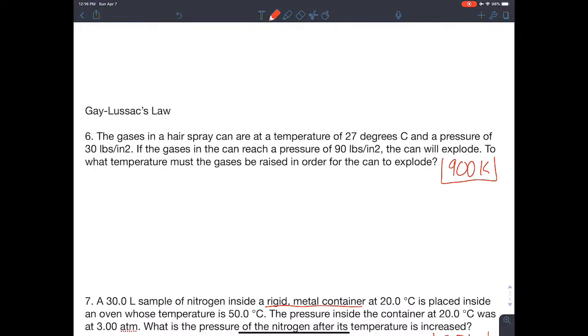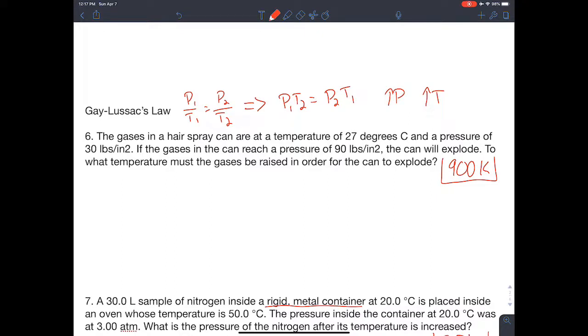Gay-Lussac's law. We have P1 over T1 equals P2 over T2. Same thing as saying P1 T2 equals P2 T1. So when pressure goes up, temperature goes up.